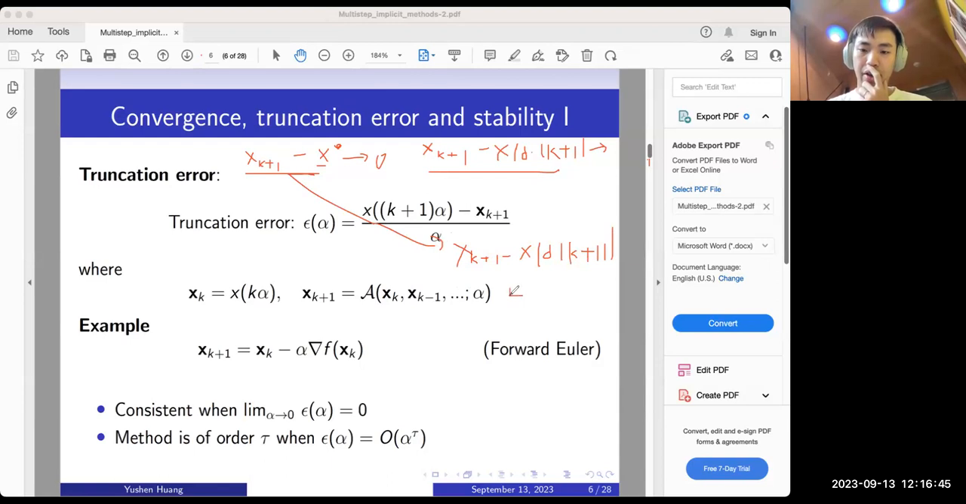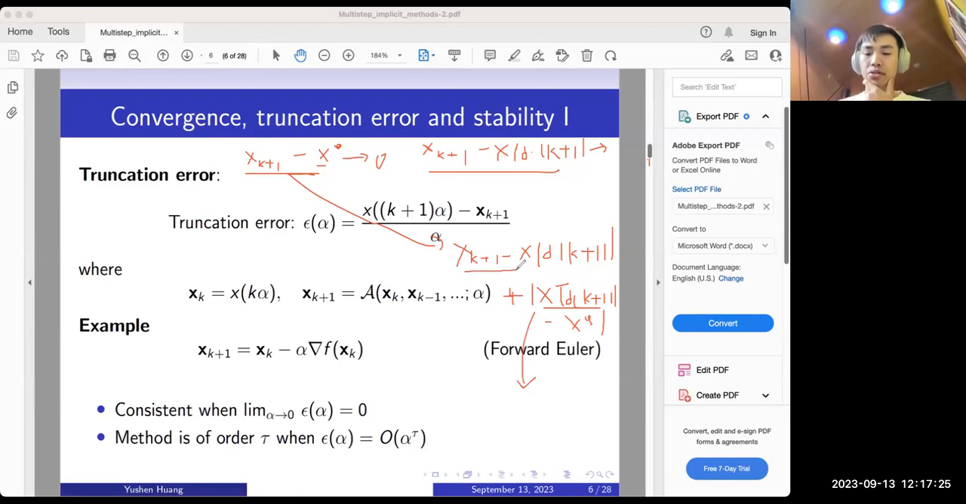And plus x, x star plus x, this alpha k plus 1 minus x star. And then for this continuous, as alpha goes to 0, this is the limit as t goes to infinity of x of t. So this is basically the error created by the continuous flow.